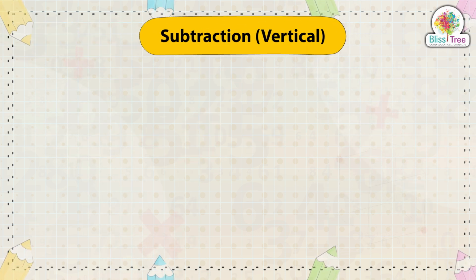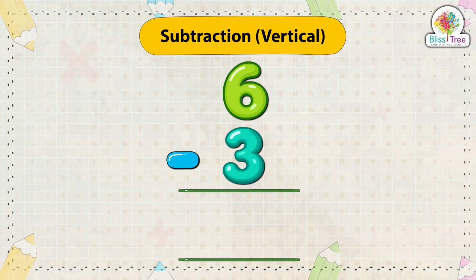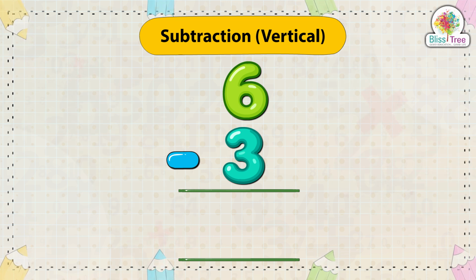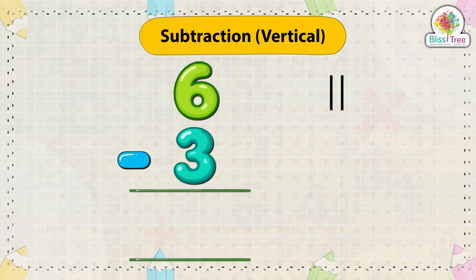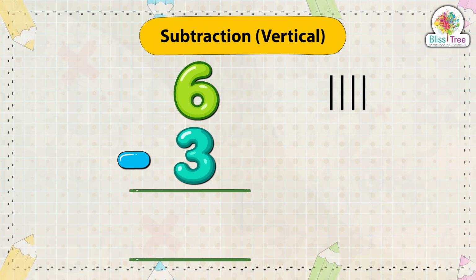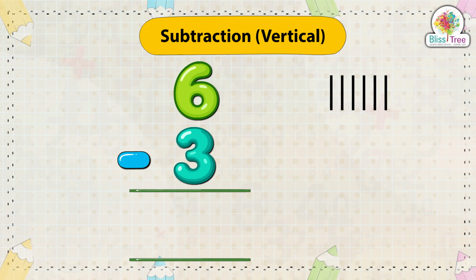Subtraction, vertical. Let's try to solve 6 minus 3. Are you ready? First, we draw 6 lines. Count with me. 1, 2, 3, 4, 5, 6. Now we take away 3 lines.